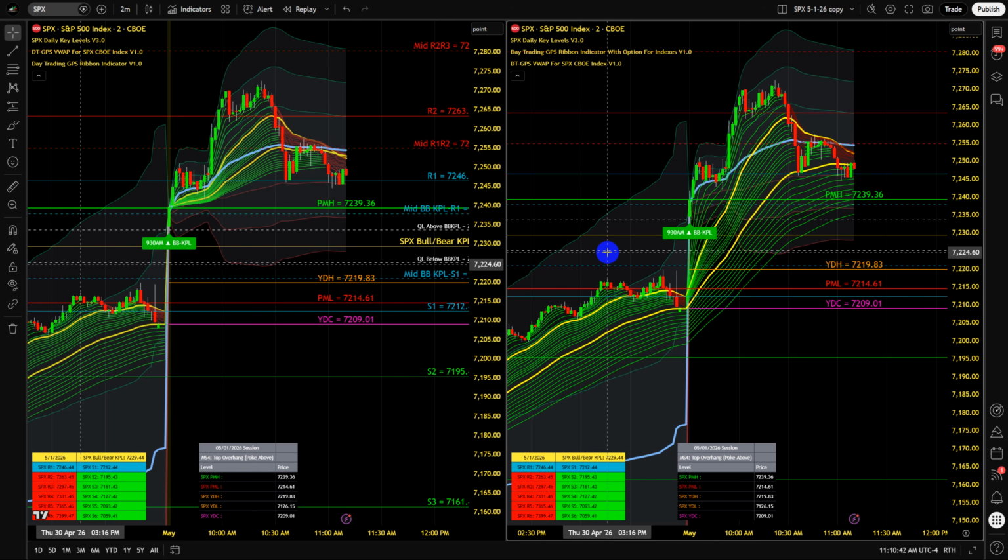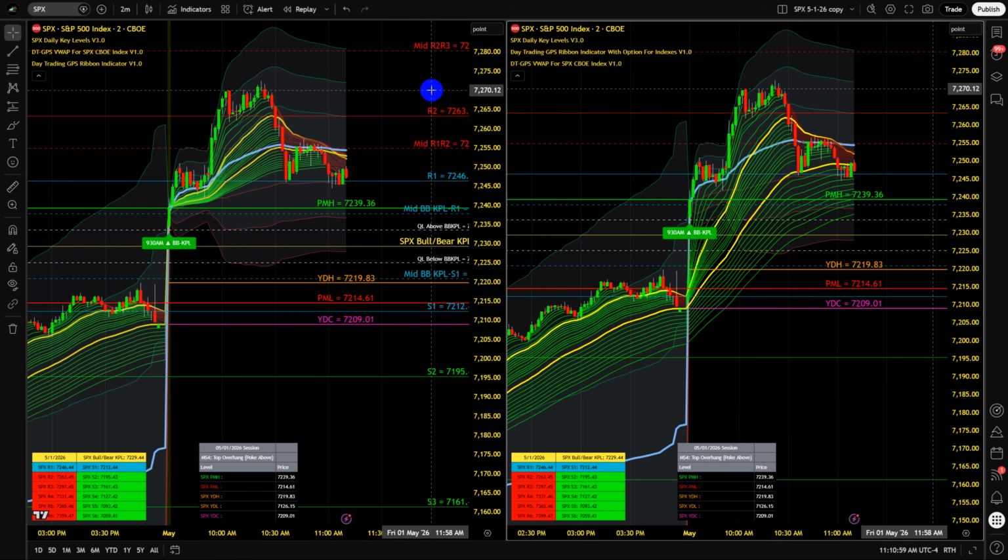Okay, so now we'll get into the trades of the day. To start off with, we have our 9:30 a.m. opening candle BBKPL alert. This is an alert built into the indicator that is specifically for the opening candle. As you can see, we're on a 2-minute chart.